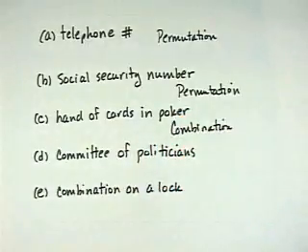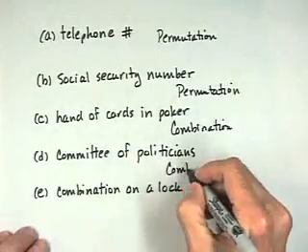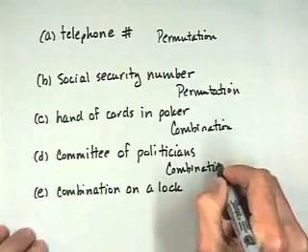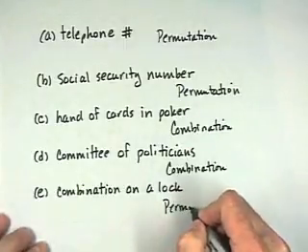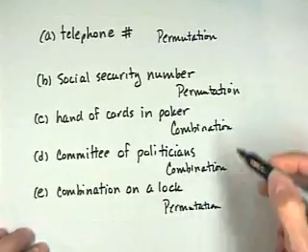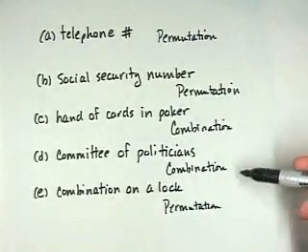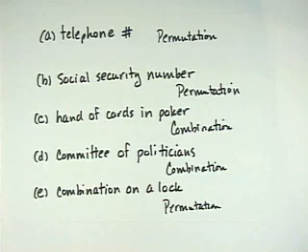The same is true with the committee of politicians. A group of people, it doesn't matter the order in which they are, if they're a committee, that would be a combination, excluding the idea of having a chair and so forth. Well, what about the combination on a lock? It makes a difference in what order you use the numbers in a combination on a lock. Order matters. That's a permutation problem. In a permutation, order matters. In a combination, we have groups of items.